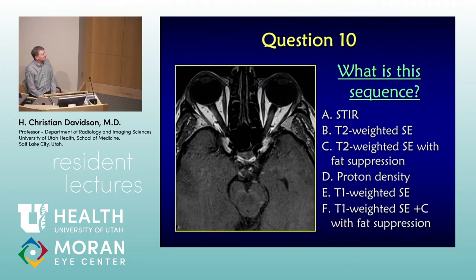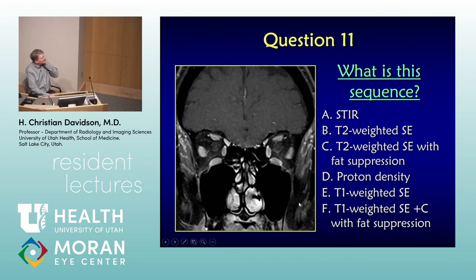Okay, so this is just some bread and butter imaging. What's this? Fat's bright, mucosa is not enhancing, fluid is dark. So this is a T1 spin echo. This is one of your primary non-contrast sequences.